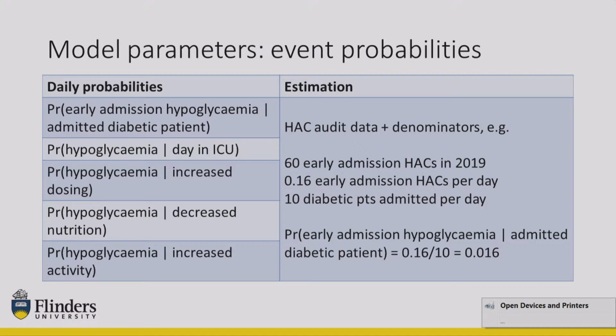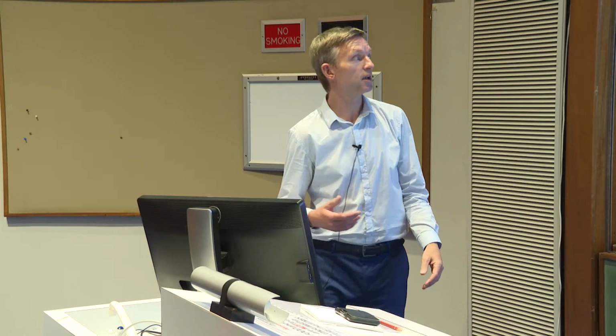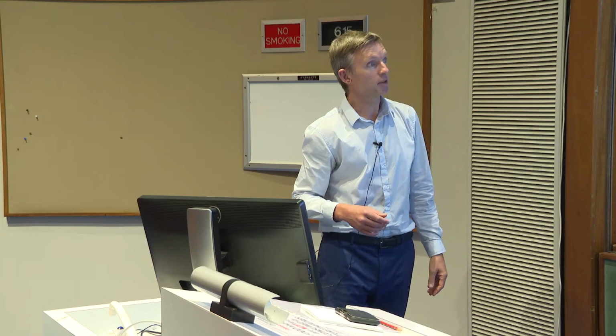And from the administrative data, we've estimated that we have on average 10 new diabetic patients admitted each day. So the probability of an early admission hypoglycemic event for admitted diabetic patients is simply 0.16 divided by 10. So that's our probability. And so we can go through that process for each of these daily probabilities to estimate those parameters.